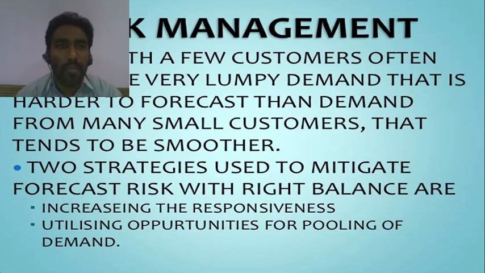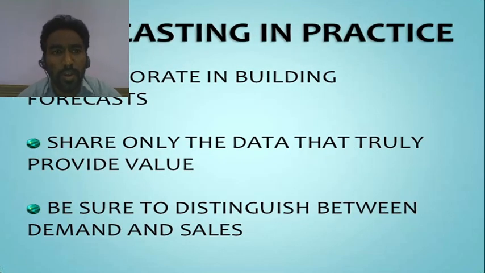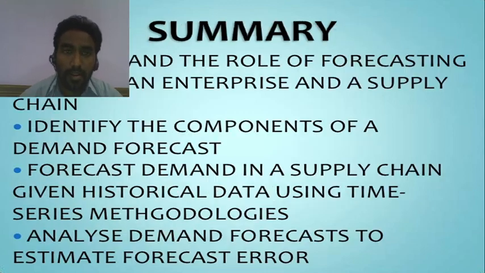Risk management. Firms with a few customers often experience very lumpy demand that is harder to forecast than demand from many small customers, which tends to be smoother. Two strategies used to mitigate forecast risk with the right balance are increasing responsiveness and utilizing opportunities for the pooling of demand. Forecasting in practice: collaborate in building the forecast, sharing only the data that truly provides value. Be sure to distinguish between demand and sales.